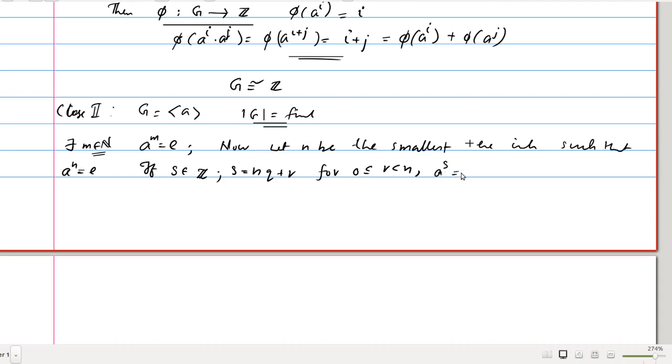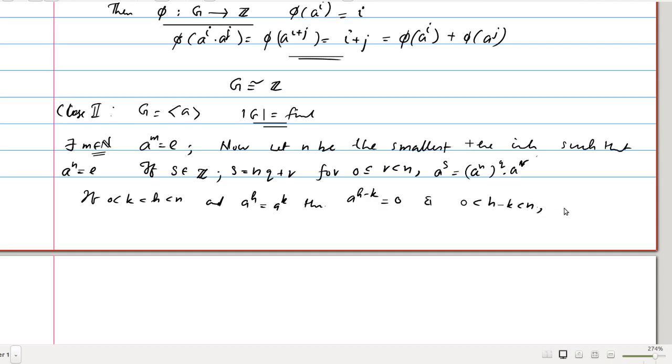Then A raised to S can be treated as A raised to N whole raised to Q into A raised to R. Now this is A raised to R, and we can write this as in case 1: if 0 less than K less than H less than N and A raised to H is equal to A raised to K, then we have A raised to H minus K equal to E and 0 less than H minus K less than N.